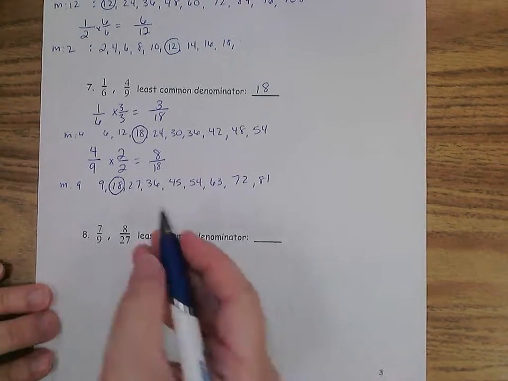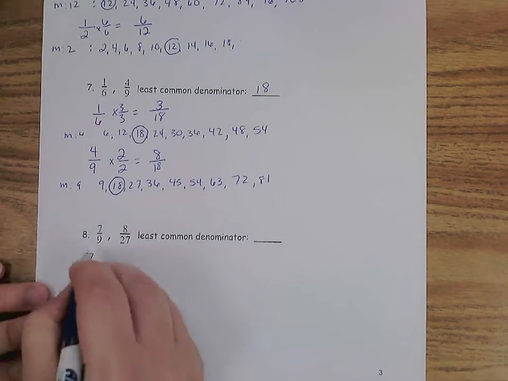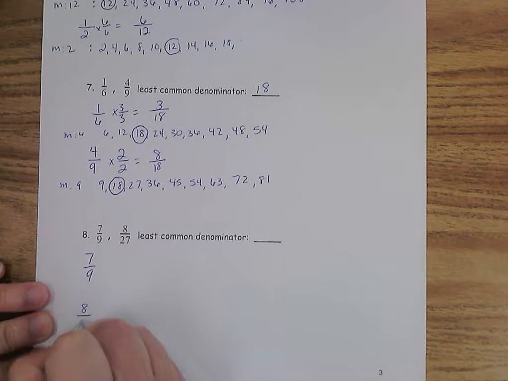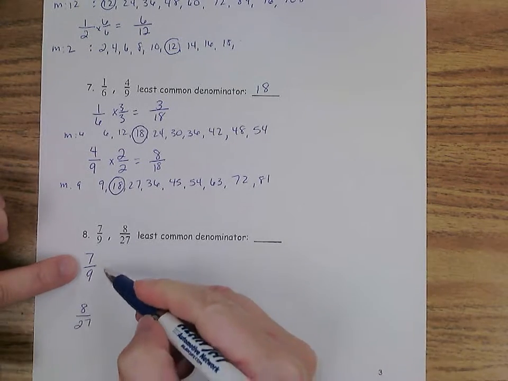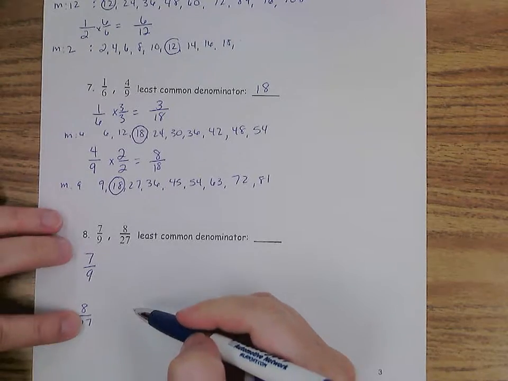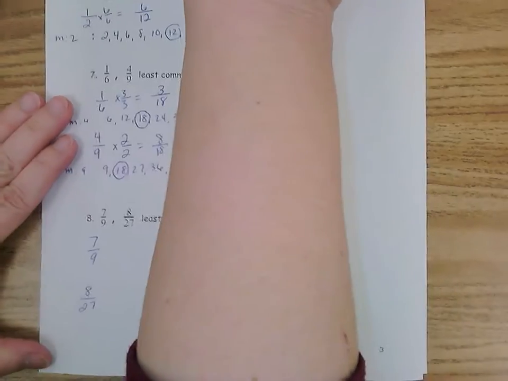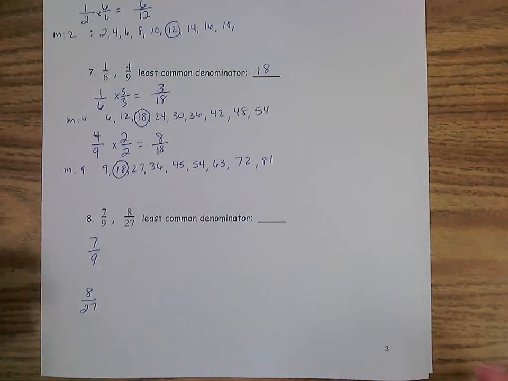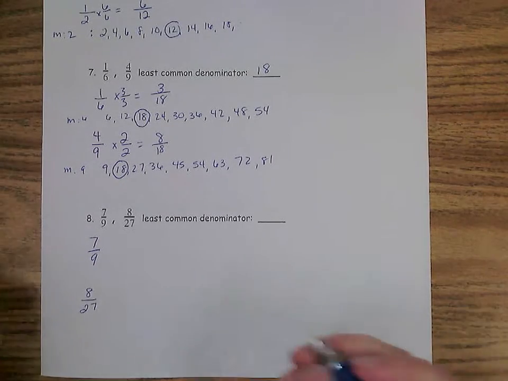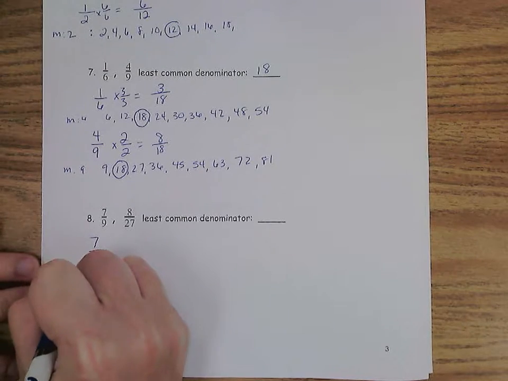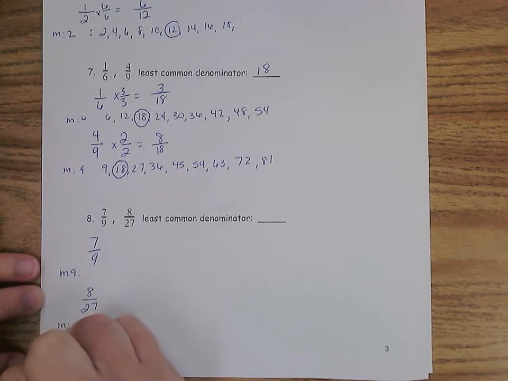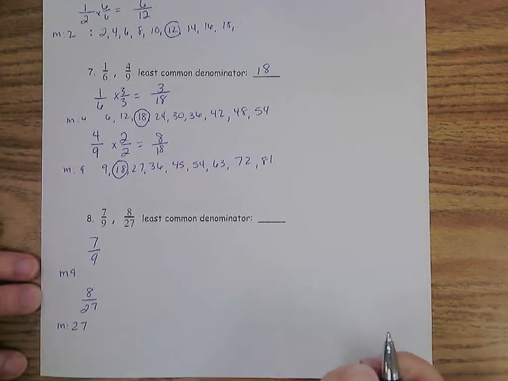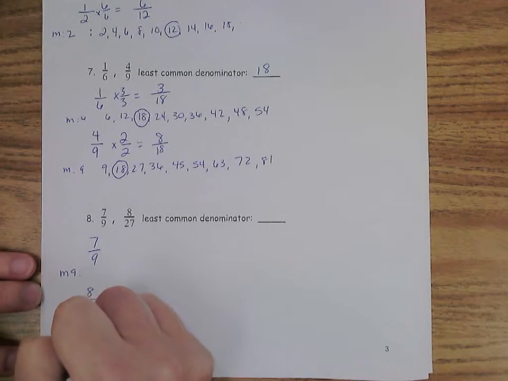So we're going to still go ahead and list our fractions out, because when we put them vertically, it makes it easier to show my work this way, and that way I can show my answers easier, and it makes it more organized. And us with those math brains, we like things organized. So we're going to do multiples of 9 and multiples of 27.